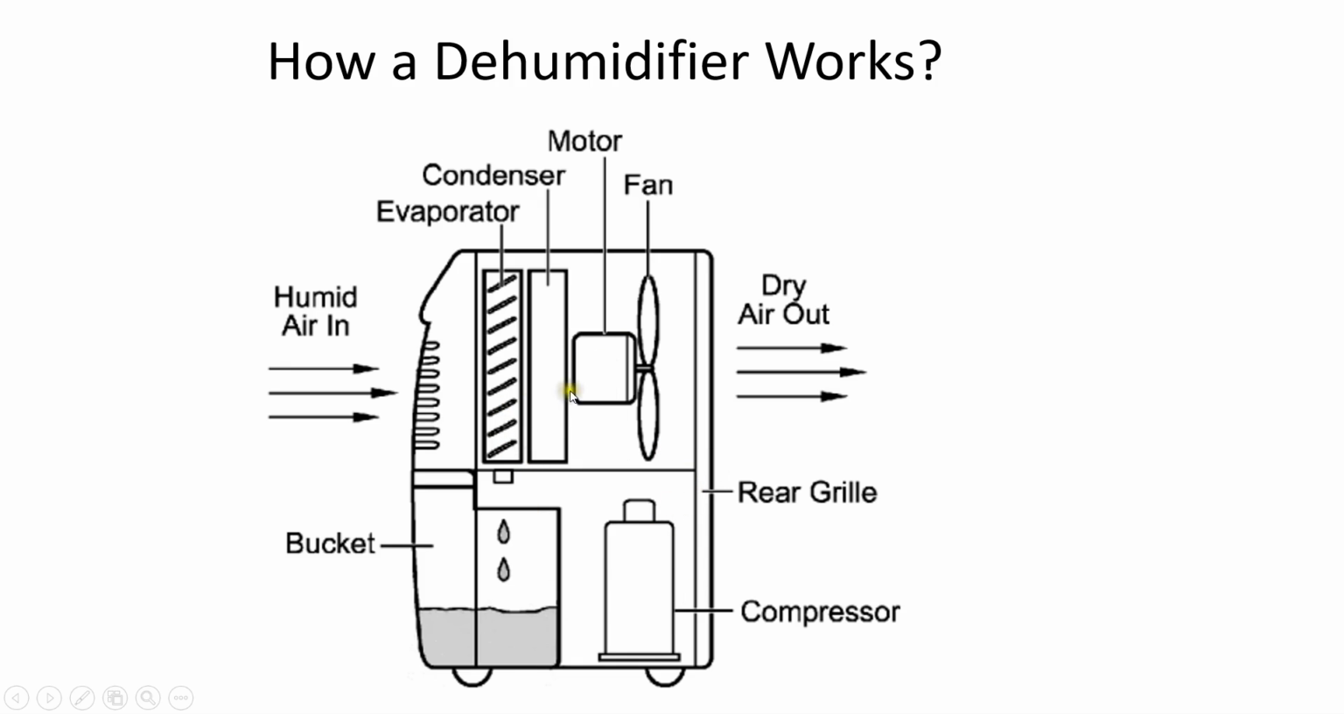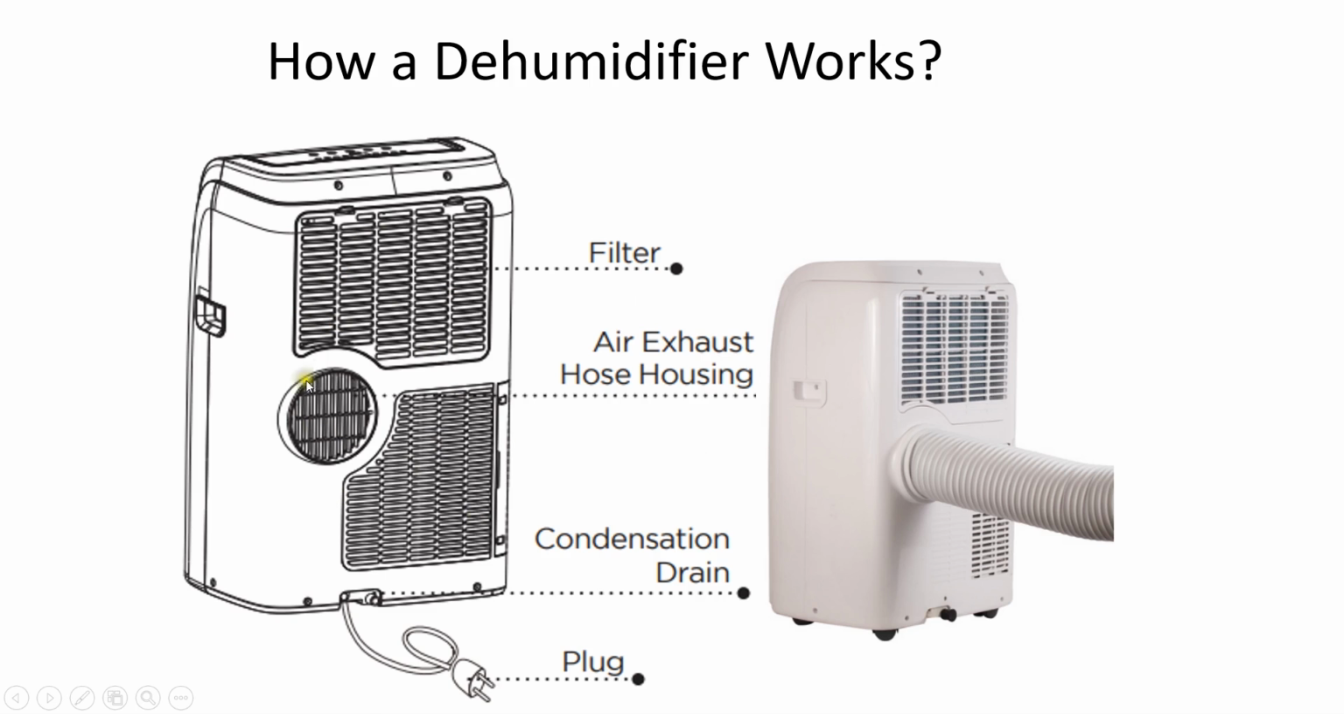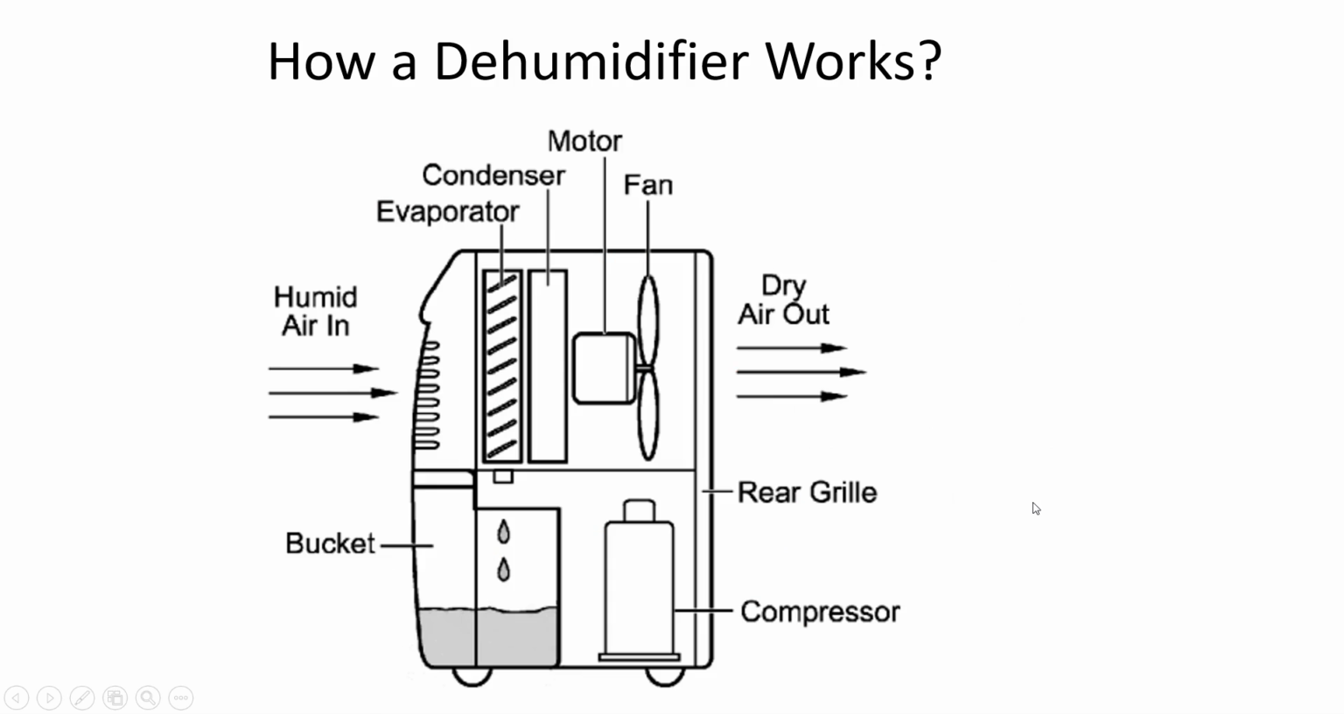The construction of the dehumidifier is very similar to that of a portable air conditioner. The only difference is that in the dehumidifier the control parameter is humidity, whereas in a portable air conditioner the control parameter is the temperature. Here you can see this is how the rear side of an air conditioner will look. After the condenser, the hot air needs to be thrown out of the room by using this exhaust. So it is done by using this ducting. Whereas here, if you see, this condenser is used for increasing the temperature of this air that is coming from the evaporator.